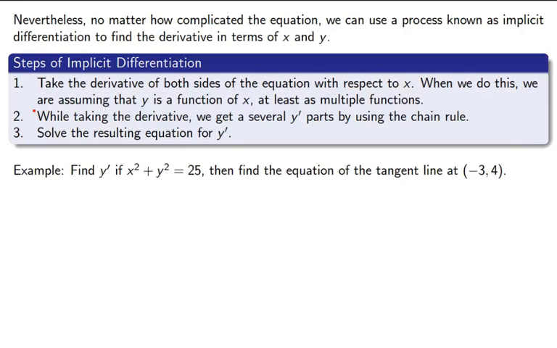What happens is every time we take the derivative of something that has a y in it, we use the chain rule and get a y prime. y prime is what we're looking for, and so we just solve for y prime. Let me give you the first example.